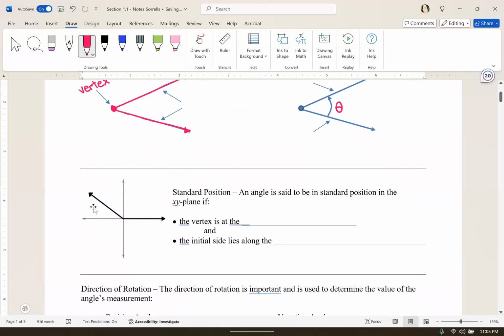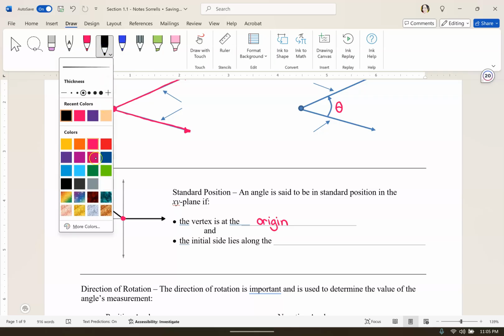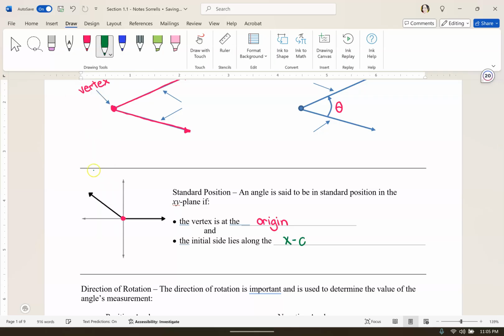Standard position is very important. An angle is said to be in standard position in the xy plane if the vertex is at the origin. If you have forgotten, the origin is right there. And the initial side lies along the x-axis. I'm going to switch colors real quick, change that to green, and write x-axis in green. And that is the line right there.